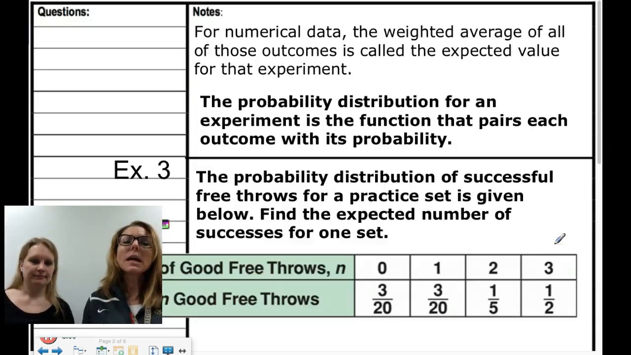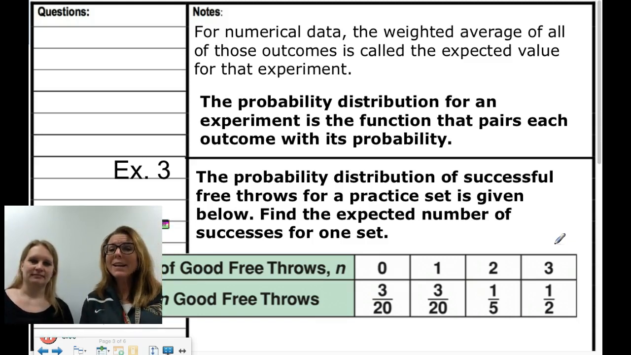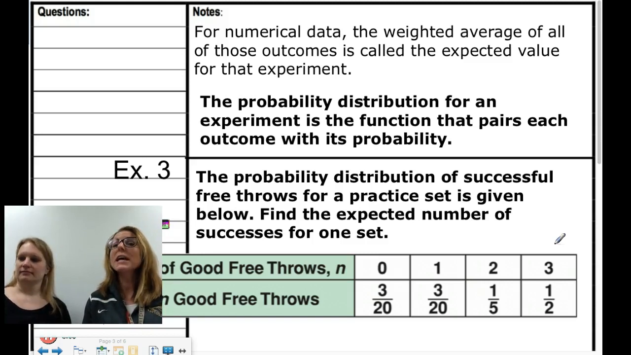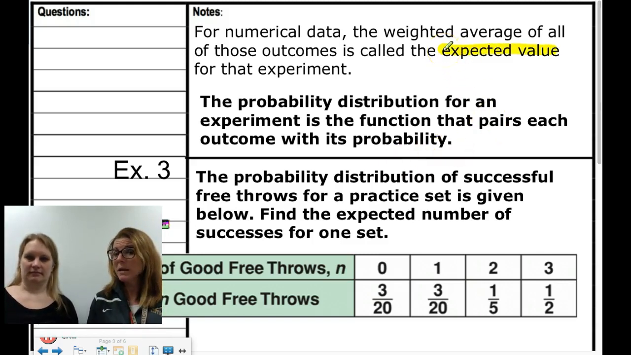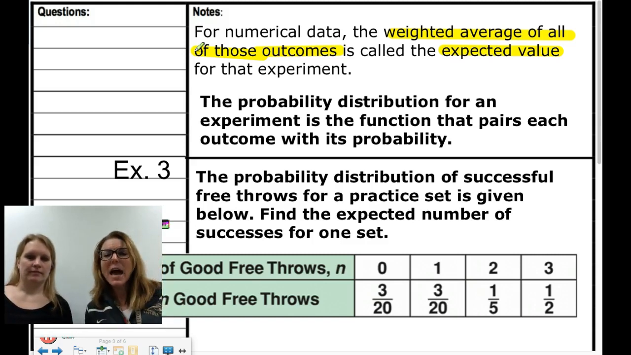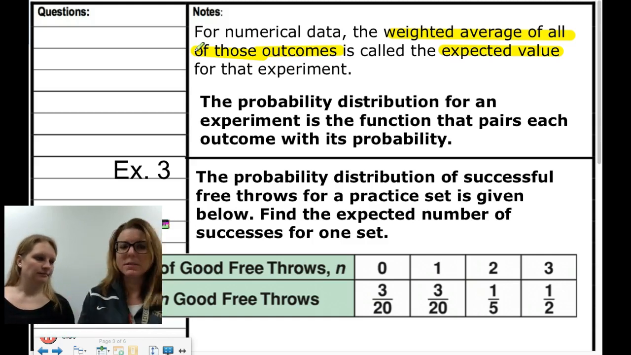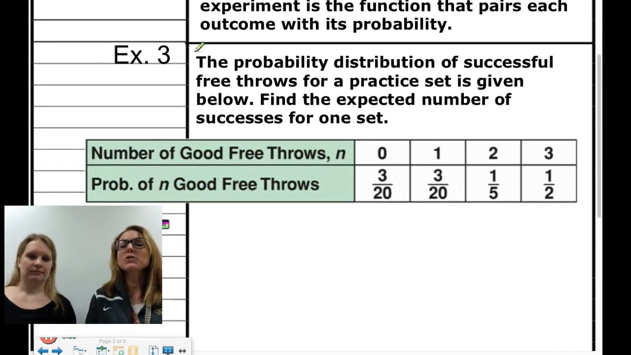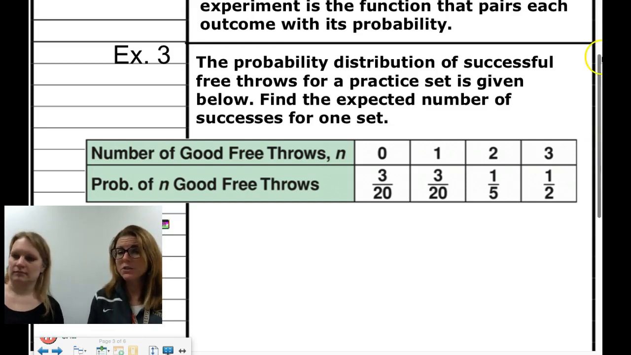Great. Example 3. But before I do that, let's read what I have here. For numerical data, the weighted average of all of those outcomes is called the expected value for that experiment. The probability distribution for an experiment is the function that pairs each outcome with its probability. So all of these are kind of different kinds of weighted averages or means. So example 3, the probability distribution of successful free throws for a practice set is given below. Find the expected number. There's the key word.